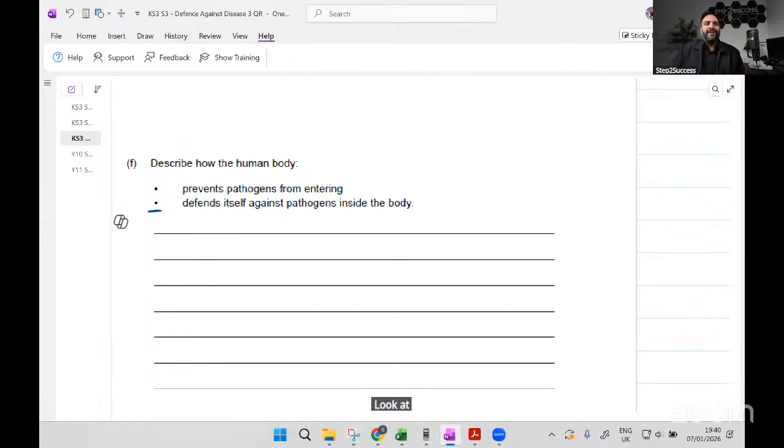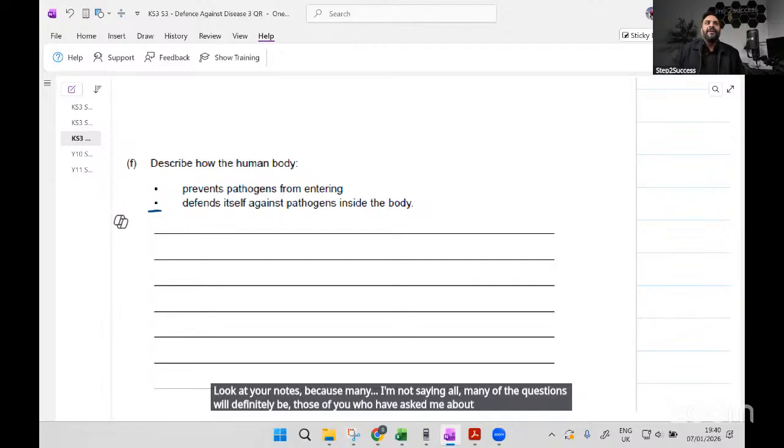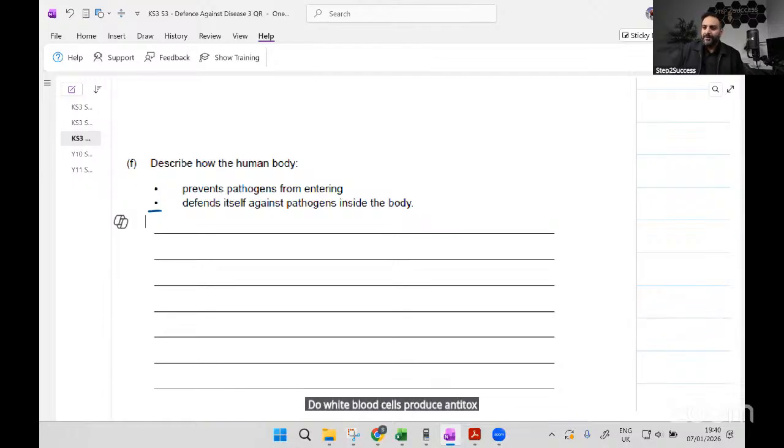But anyway, the first thing to remember when you do your homework: look at your notes, because many, I'm not saying all, many of the questions will definitely be in them. Those of you who have asked me about a vaccination today, there is no chance that that is not in your notes. Do white blood cells produce antitoxins? Yes, they do. That is correct.